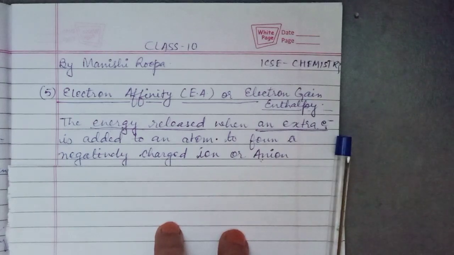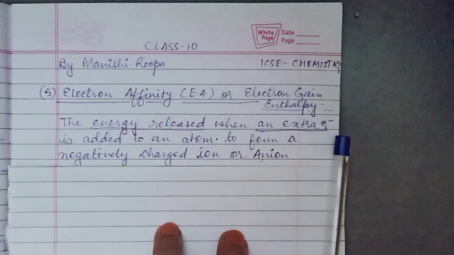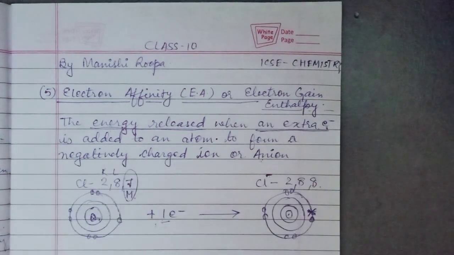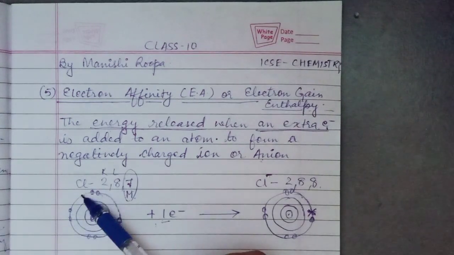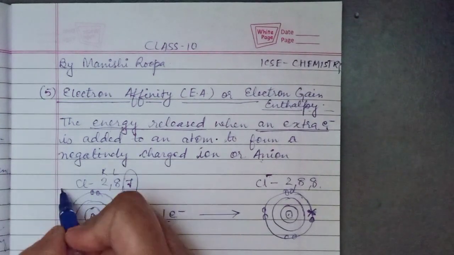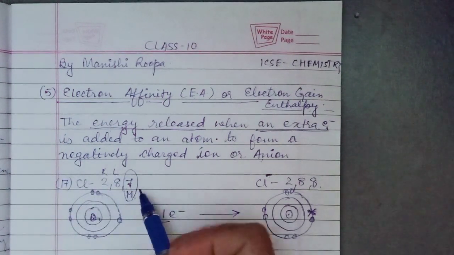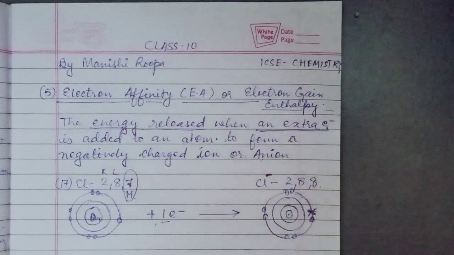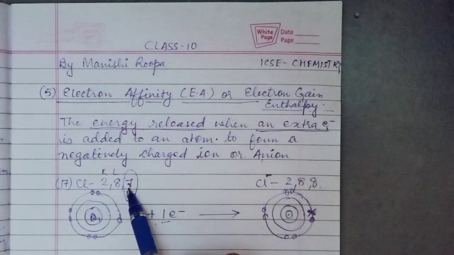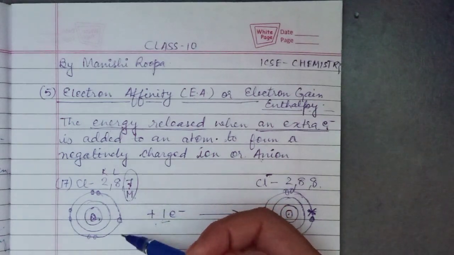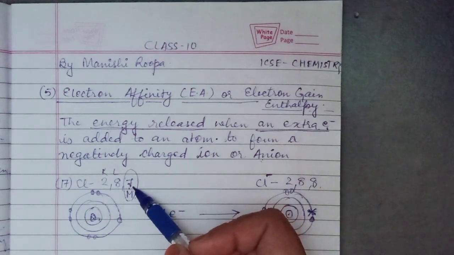Let's take one example to understand this, the chlorine atom. See what is happening here. Chlorine's atomic number is 17 and its electronic configuration is 2, 8, 7. In its valence shell you can see 7 electrons, so to complete its octet it needs one electron.